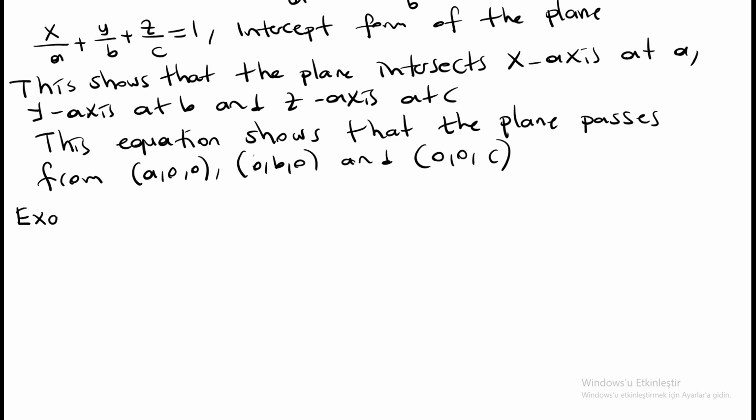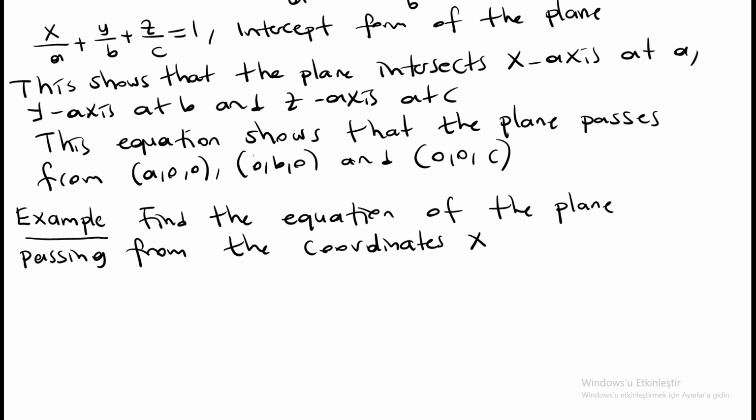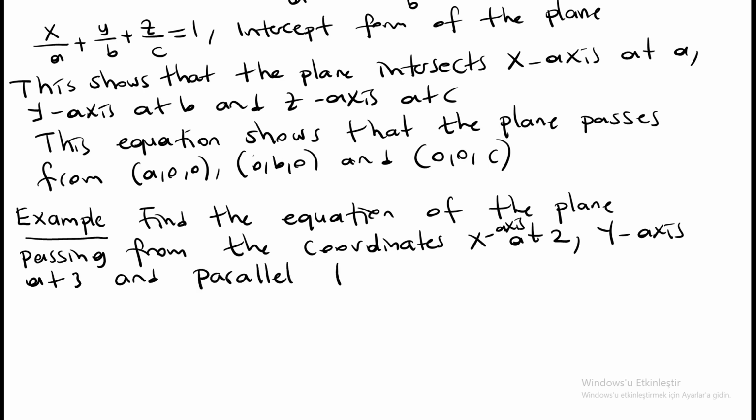Consider this example. Find the equation of the plane passing from the coordinates x axis, let's say, at 2, y axis at 3, and parallel to the vector, let's say u, 2, -1, 3. Okay, let's say these axis.